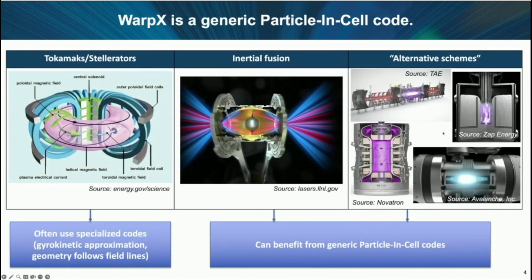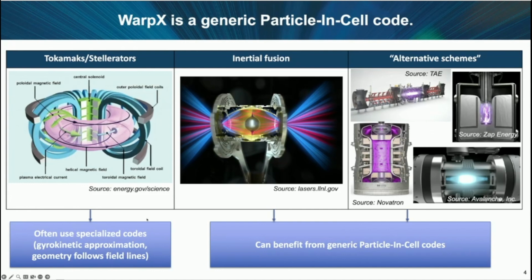Moreover, WarpX is a generic particle-in-cell code. So what do I mean by that? For tokamaks and accelerators, I think people often use specialized particle-in-cell codes. That means that those codes make strong assumptions, such as the gyrokinetic approximation, for instance, which applies very well in tokamaks and accelerators. And usually the geometry of the grid follows the field lines.